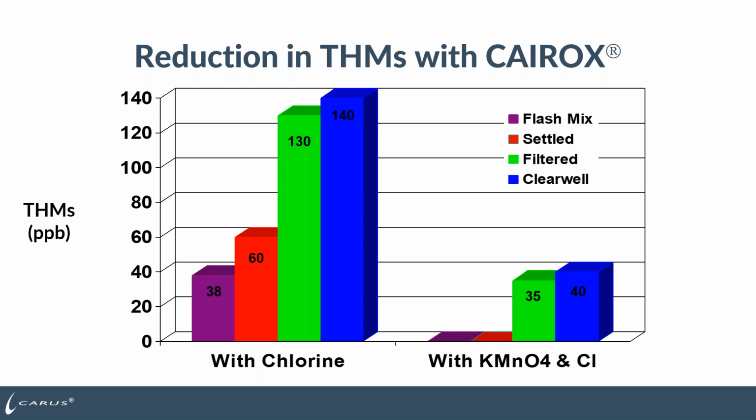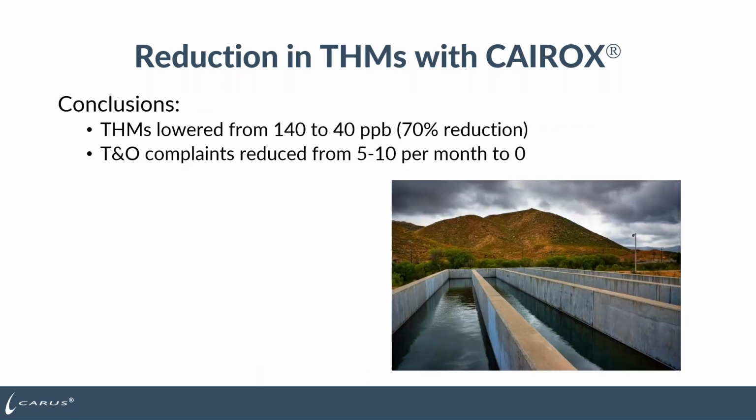When they moved the free chlorine back to right before the filters and added permanganate at the front of the plant, you no longer had any THMs formed in the flash mix or in the settled water. And then at the back of the plant in the filtered water, they had about a 35 ppb, and then the clear well was at 40 parts per billion before you went to the system. So you were now at half of the regulation going out to the distribution system. So permanganate was able to be the preoxidizer and form less THMs at the front of the plant.